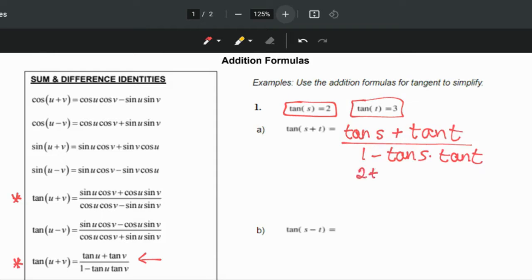So we have 2 plus 3 over 1 minus 2 times 3. And that would give us 5 over 1 minus 6, which is 5 over negative 5. And your final answer is negative 1.